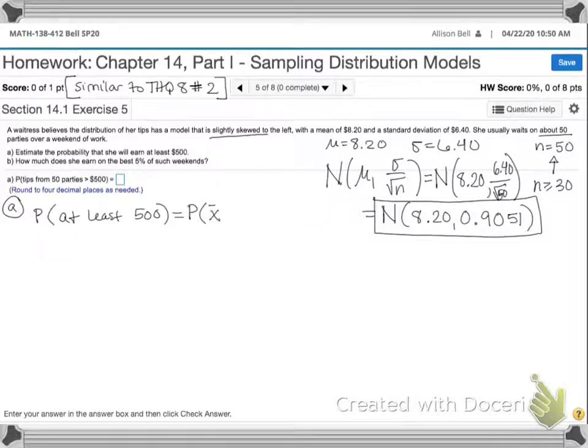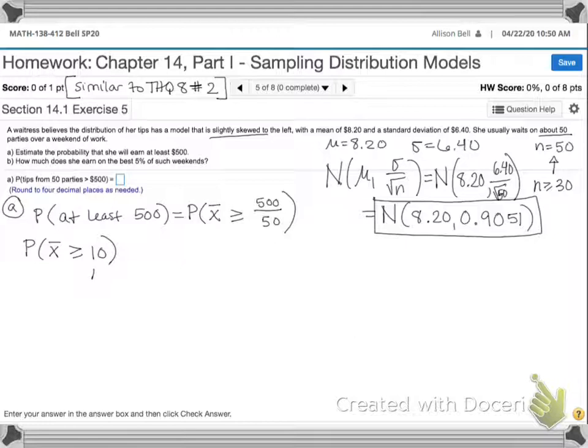So we want to know what is the probability that the average for the table, and at least means greater than or equal to, so will be greater than or equal to 500 over the number of tables she serves that weekend, which is n, 50 in this case. So remember that I'm taking the value they provide me and dividing by the sample size. So you take the value they give you as the dollar amount and divide by the sample size as well. We are now going to be solving this problem. What is the probability that the mean is, and this is a nice one, greater than or equal to 10?